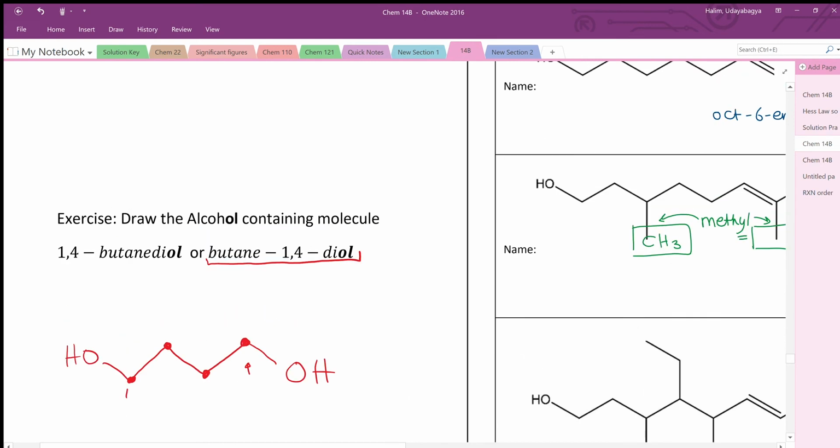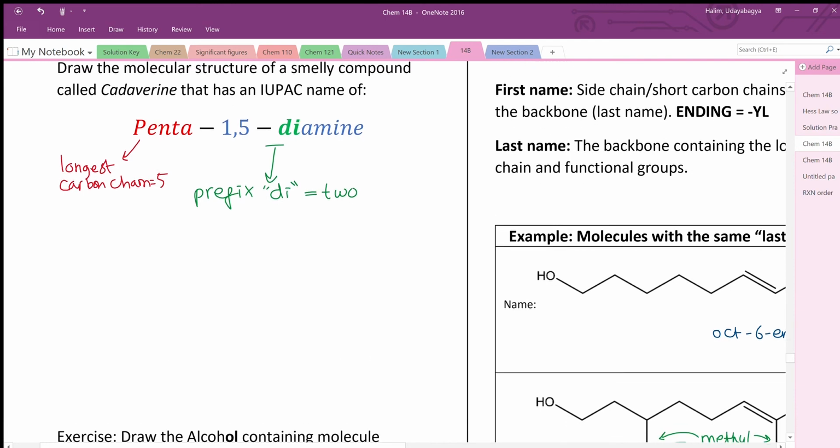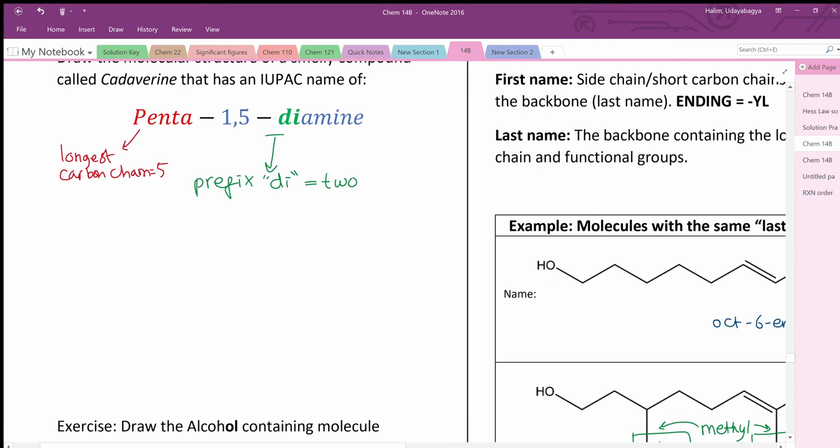Let's do the next one. Penta-1,5-diamine. So the longest carbon chain is 5, and in position number 1 and 5, there are 2 amine groups in total.